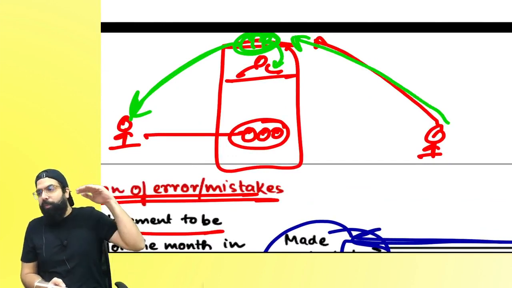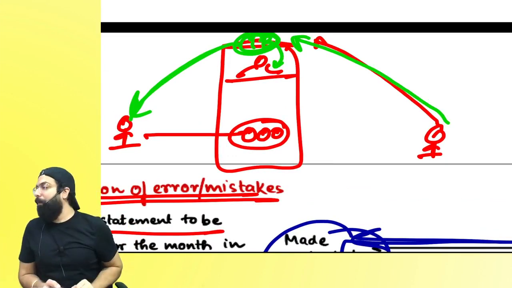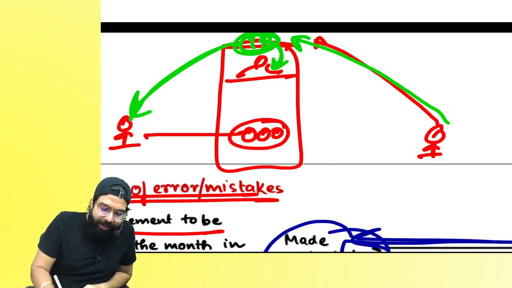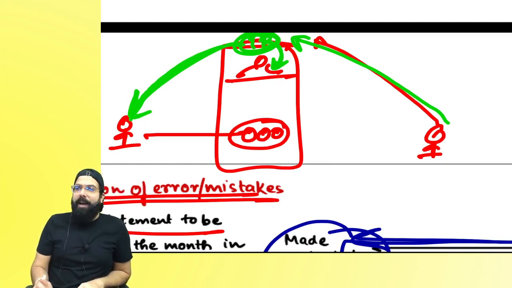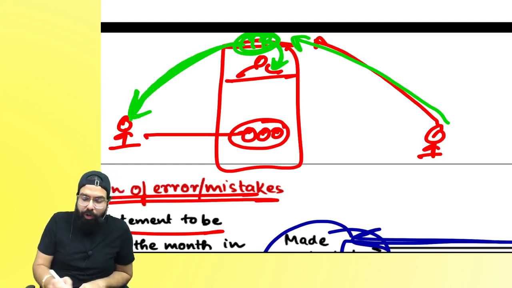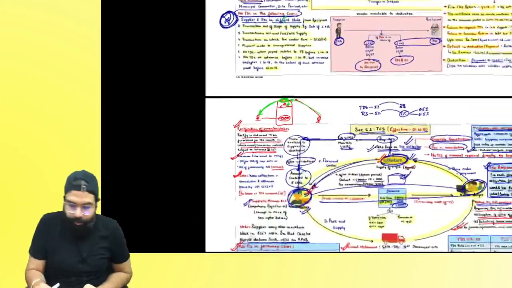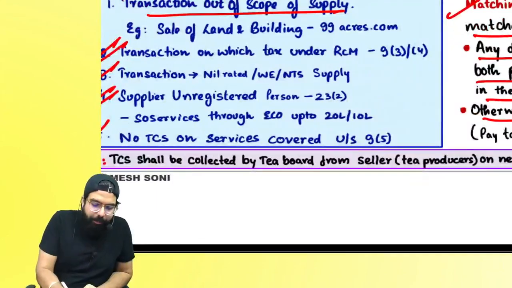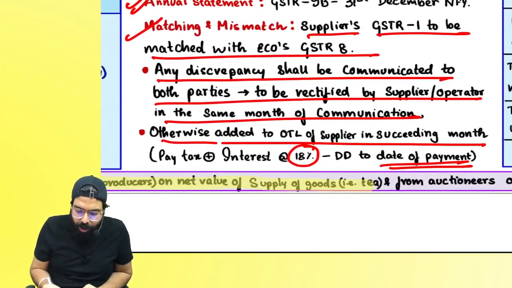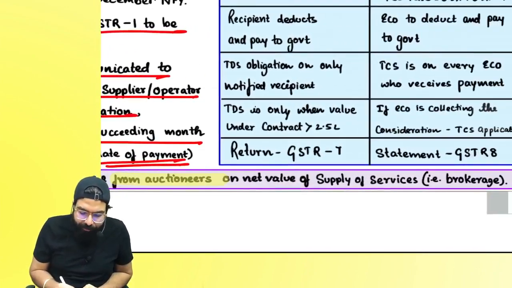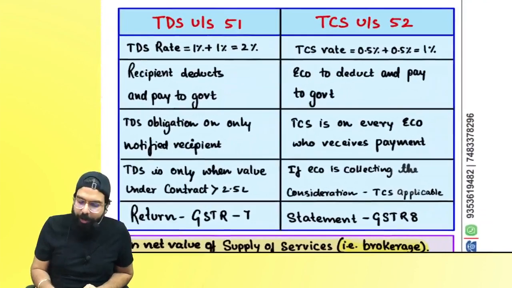When the payment goes from the e-commerce operator, which is the T-board, TCS will be collected by the T-board whenever the payment is made either to the auctioneer or to the supplier. The supplier will be paid for the goods, and the auctioneer will be paid brokerage for doing the auction. Are we clear, everyone? So always remember, TCS shall be collected by the T-board from the supplier, that is the tea producer, on the net value of supply of goods, and from the auctioneer on the net value of supply of service, that is brokerage. I hope everyone is clear.